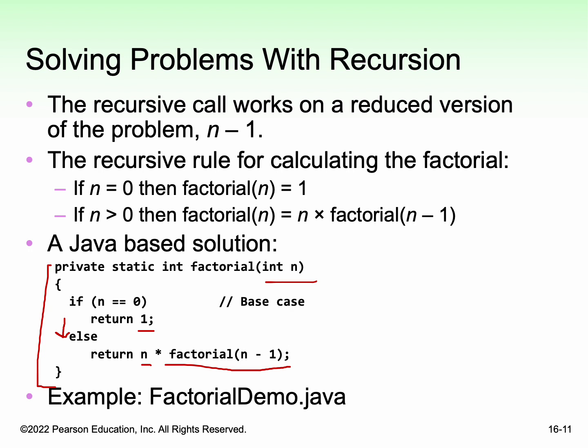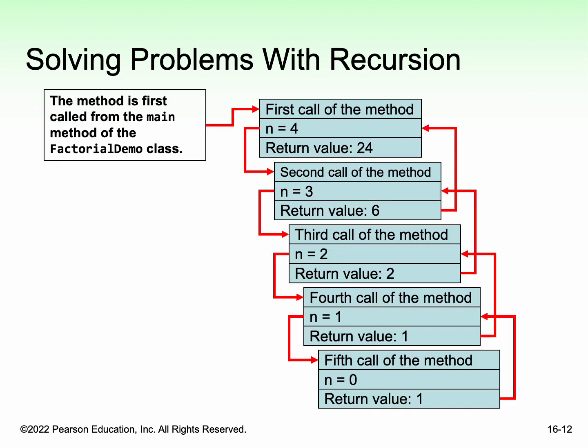So you have factorial n minus 1. We're calling that same method. You can see that the names match. Factorial, factorial. We're calling that same method from inside of our method. However, we're calling it with n minus 1 instead of just with n. This is how it's going to work.